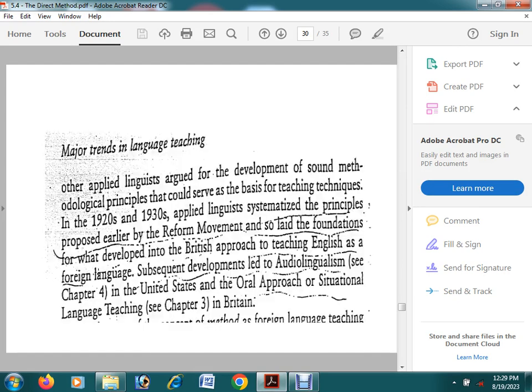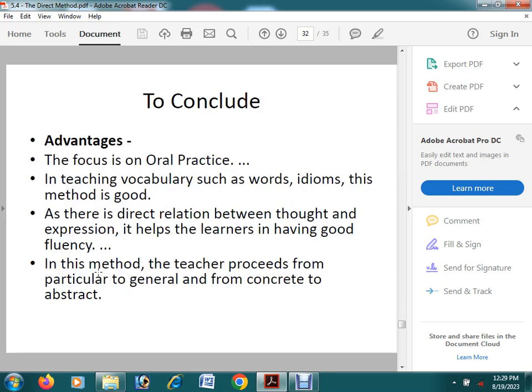And there are some other drawbacks of direct methods. So we can say that direct methods focus on the oral practices, and for this reason vocabulary, words, idioms and methods will be used to make the students appreciate it in case of learning the target language. And as there is a direct relation between thought and expression, it helps the learner to have good fluency.